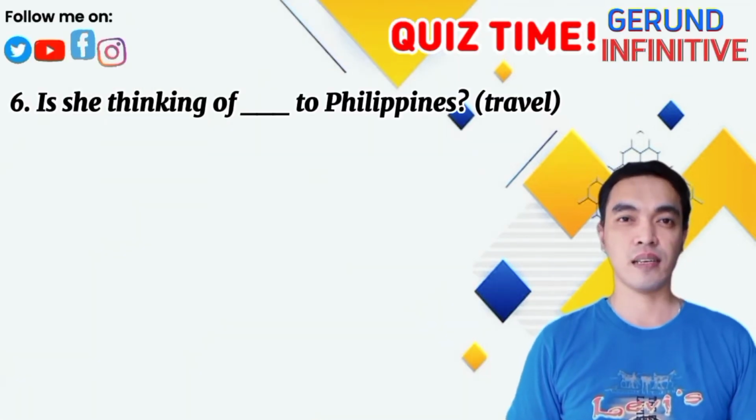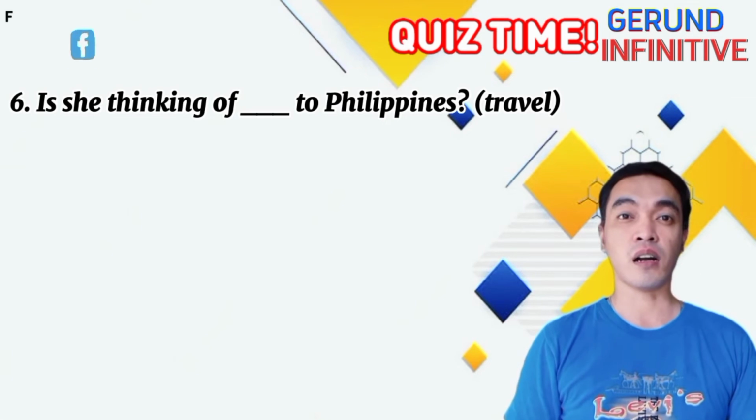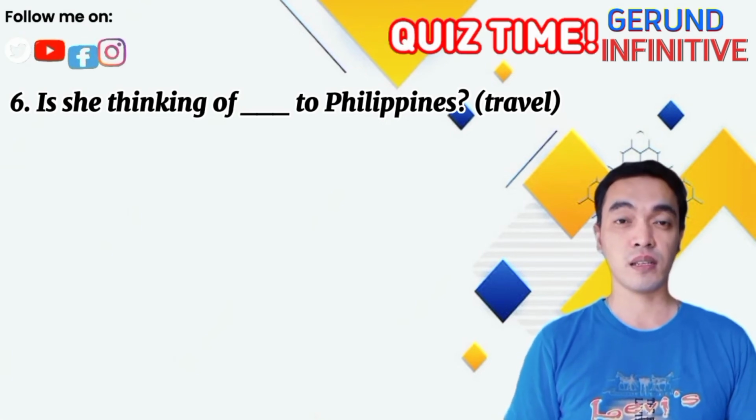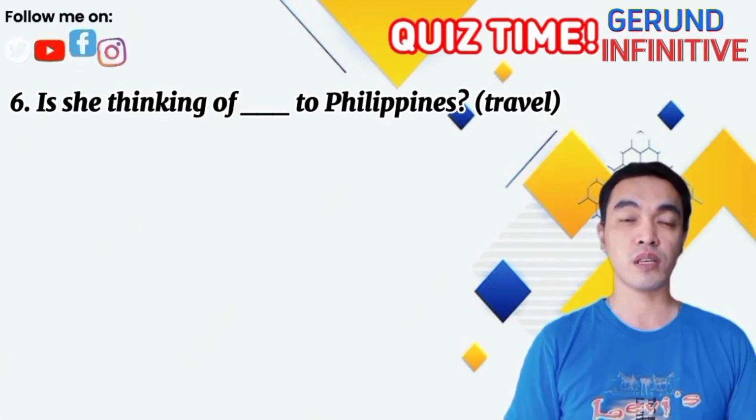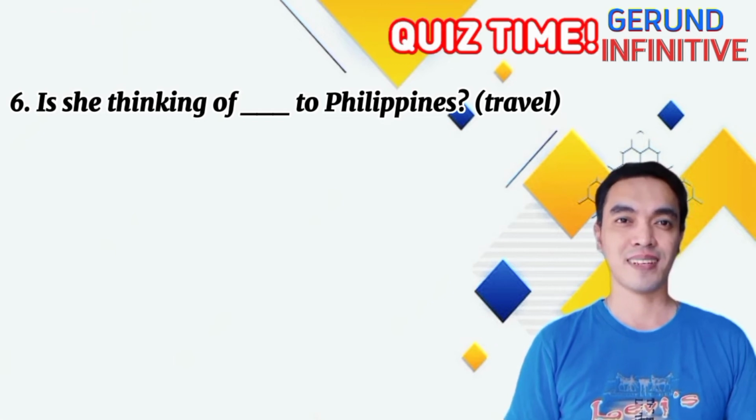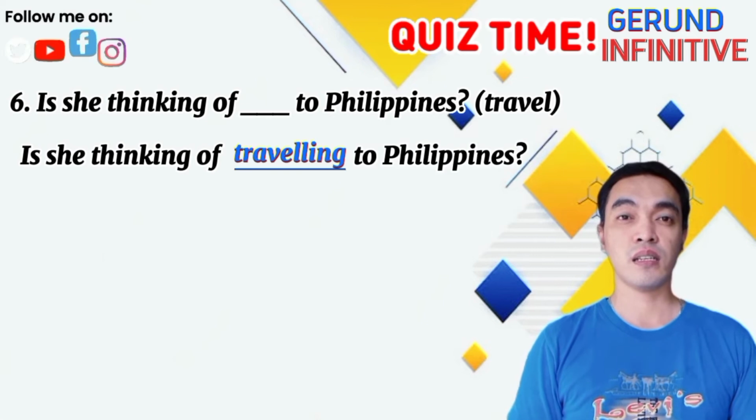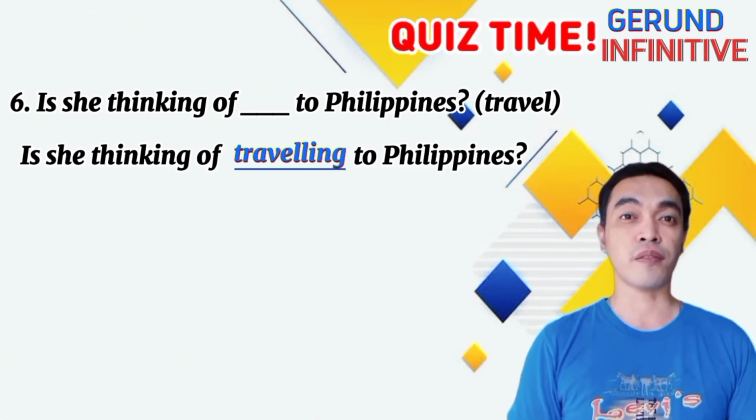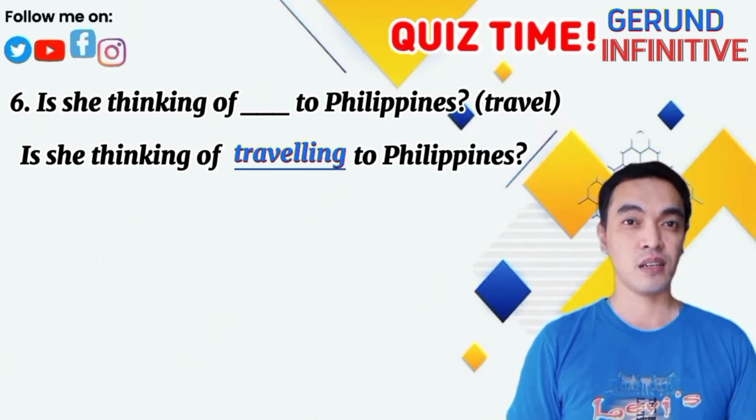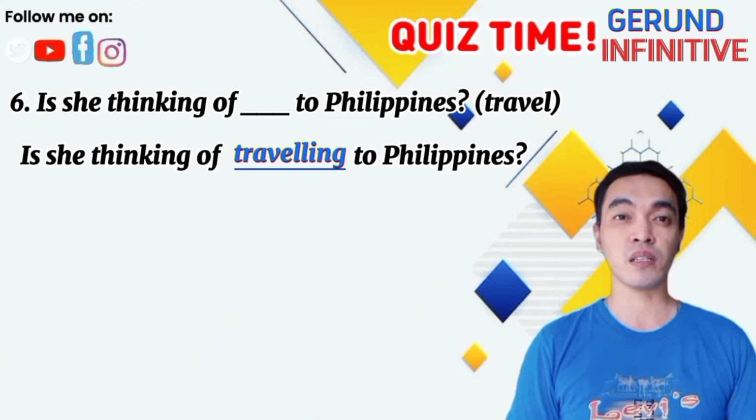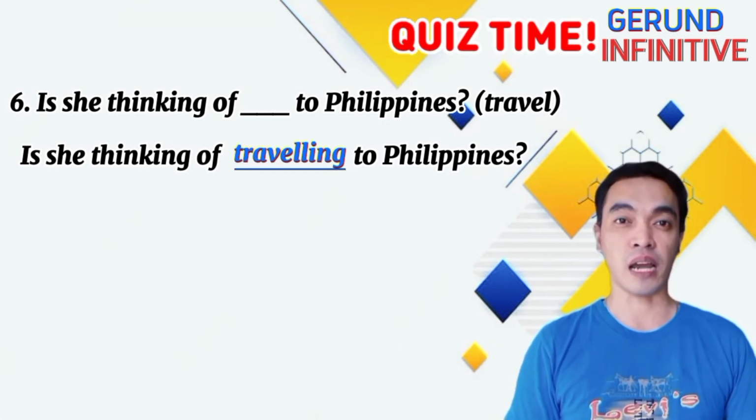Number 6. Is she thinking of to Philippines? And the verb we're going to use is travel. The solution is: is she thinking of traveling to the Philippines? To think of doing something, this takes a gerund.